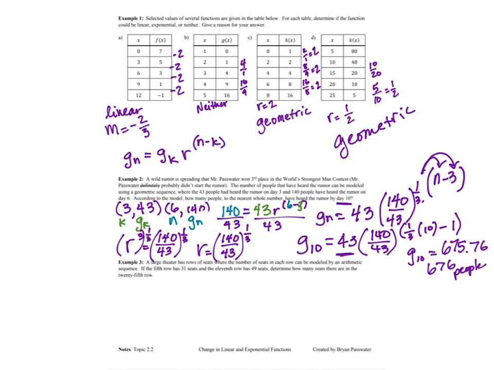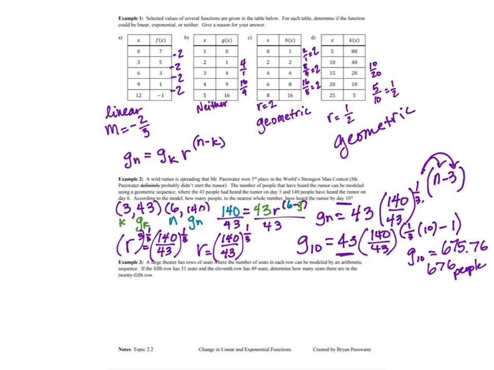I think this R is ridiculously complicated. I have not ever seen an R or a growth rate that was 140 over 43 to the 1/3 power. I don't think it'll be like that moving forward, but the process is not any different later. You got to plug in your points, solve for R, write a function, plug in a new point.